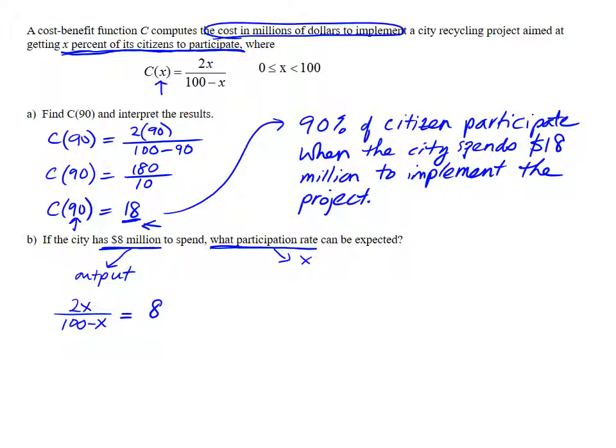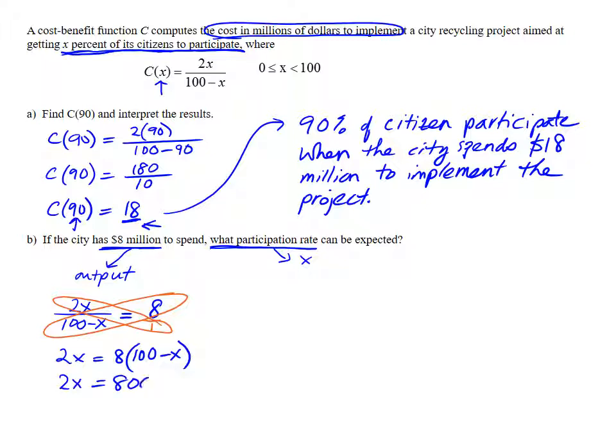Now 8 is just a whole number, so you can think about it as over 1 and then set the cross products here to clear fractions. So I'm going to get 2x times 1, or just 2x, equals 8 times 100 minus x. That means I have 2x equals 800 minus 8x. Adding the 8x to both sides, we get 10x equals 800. And then solving for x by dividing out the 10, we get x equals 80.